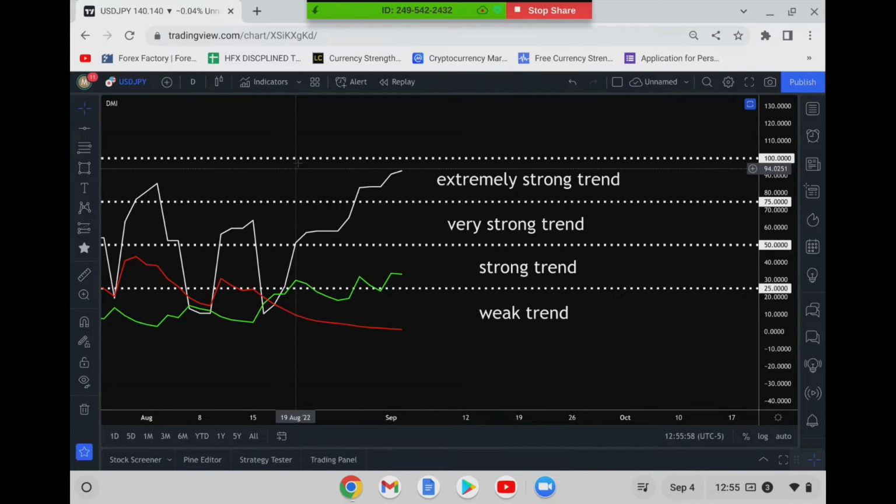So as of right now, you guys can see we have the ADX up here between the 75 and the 100. So we know that price is currently in an extremely strong uptrend. The reason I know we're in an uptrend is because I can see here that our green line is above our red line, letting me know that buyers are currently in control. So let's take a look at how the DMI indicator could be used with the naked chart.